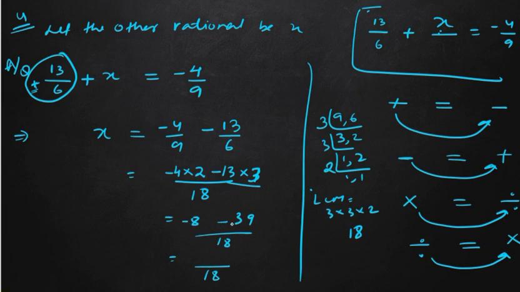So 39 plus 8. 9 plus 8 is 17, carry 1, 3 and 1 is 4. The bigger number is 39 and the sign of the bigger number is negative, so we need to put a negative also. So the answer is minus 47 by 18. So this is the correct answer. This is the other rational number.